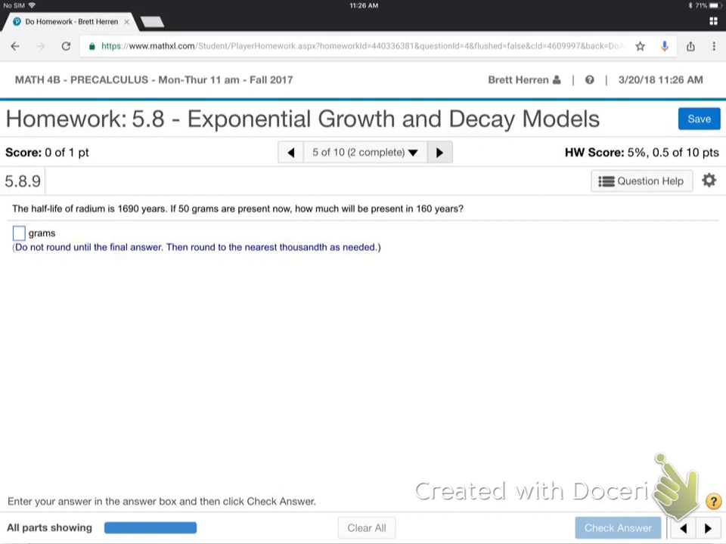All right. The half-life of radium, 1690 years, 50 grams present now. How much in 160 years? So, all right, what does half-life mean? The half-life of a chemical. Now, what's the half-life? How long till there's only half left?